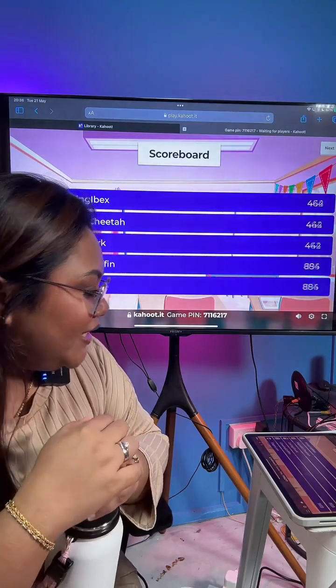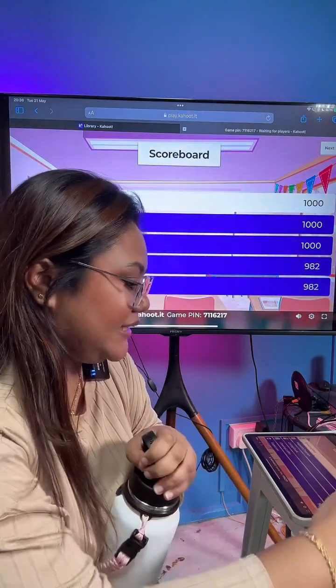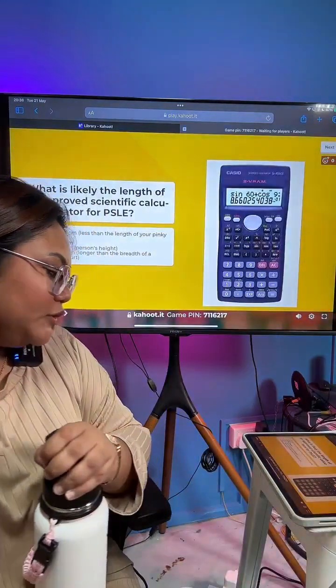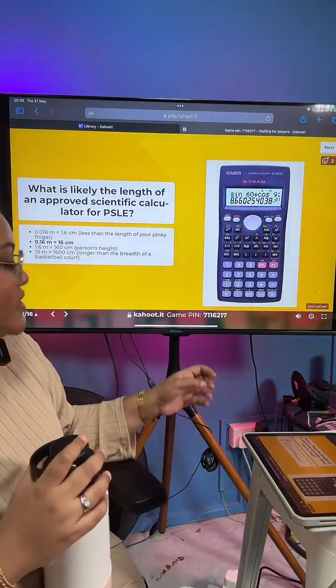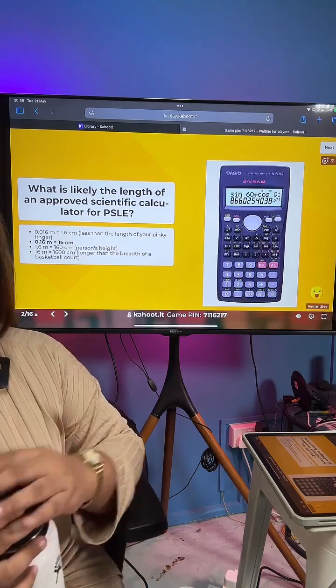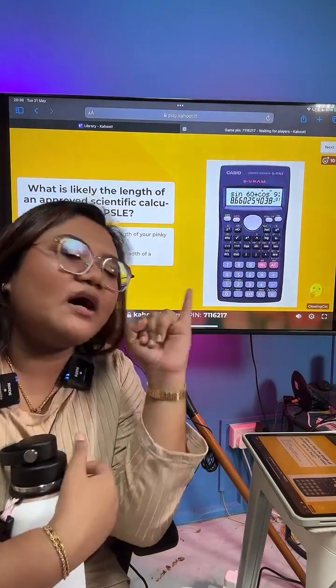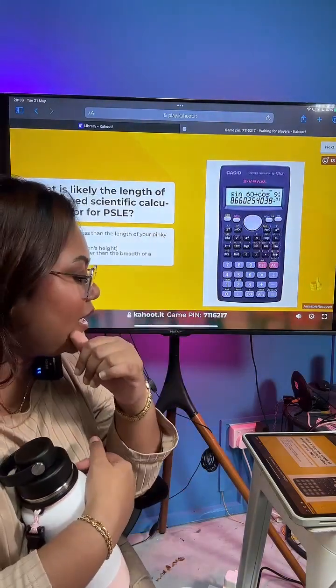Firstly, we have amazing L-backs. Nice one. Okay, so why? The first one at 0.0016 meters is basically 1.6 cm, less than your pinky finger. How can it be a calculator, everybody?